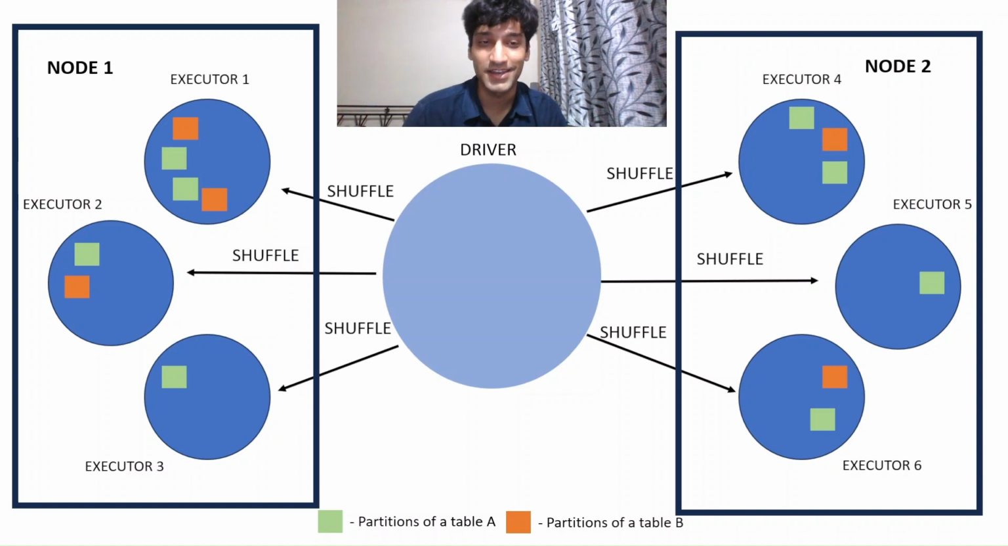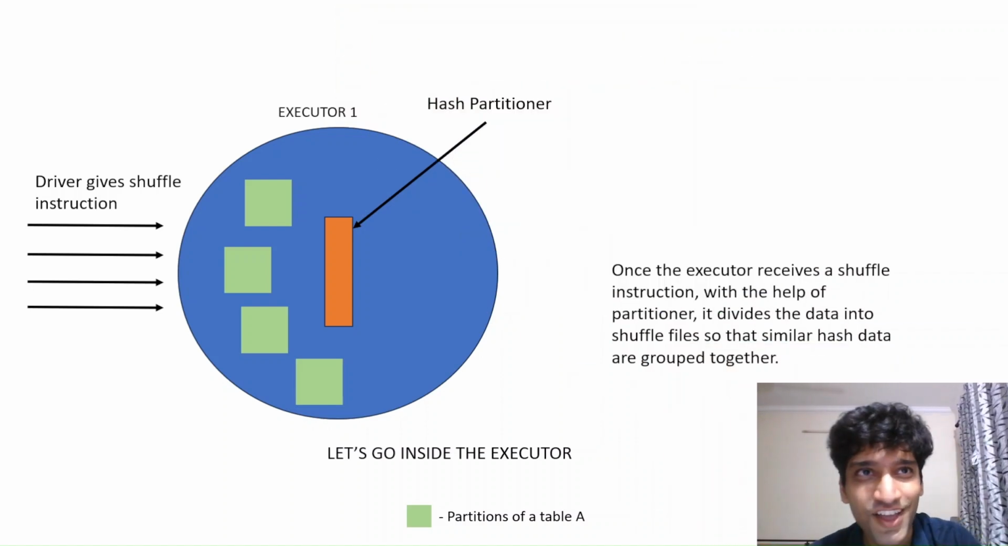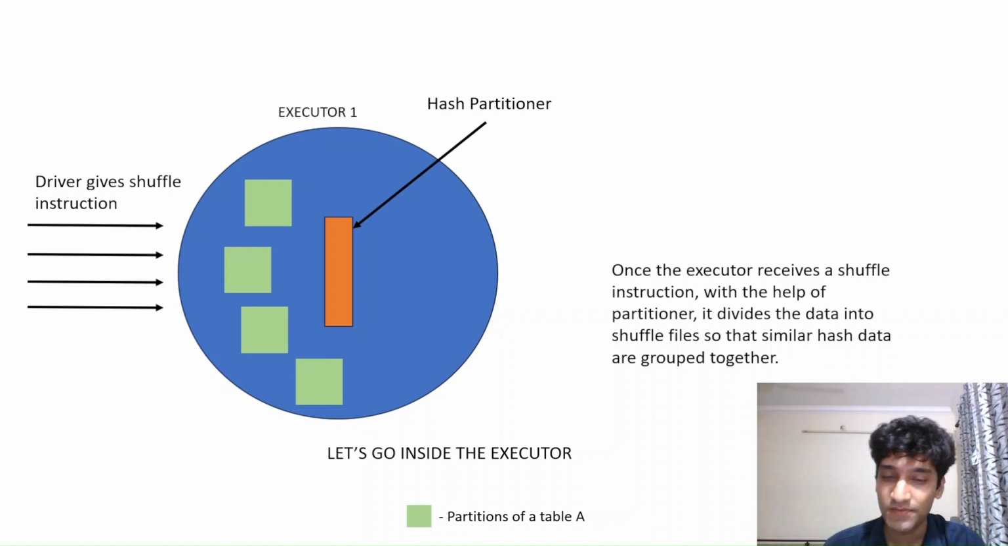What happens inside the executor? Let's look at that. In front of us, we can see something new, which is called a hash partitioner. What hash partitioner will do is it will do a hash partitioning. What is this partitioning? The purpose of partitioning is to basically group similar kind of data. There is a separate post which I've shared on partitioning, which I'll share somewhere above. But let's take a look at this partitioning.